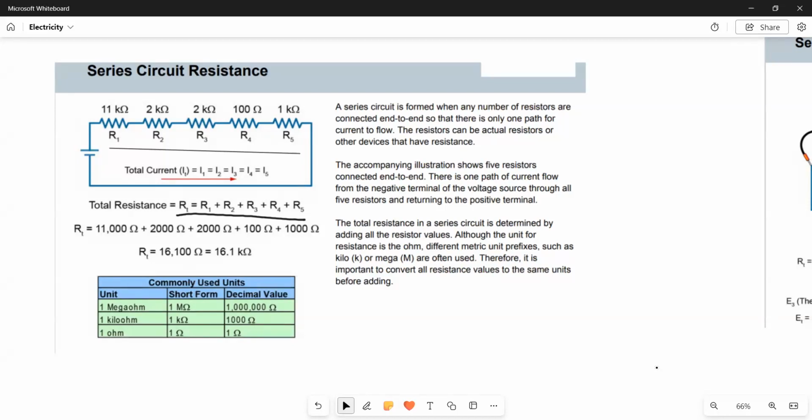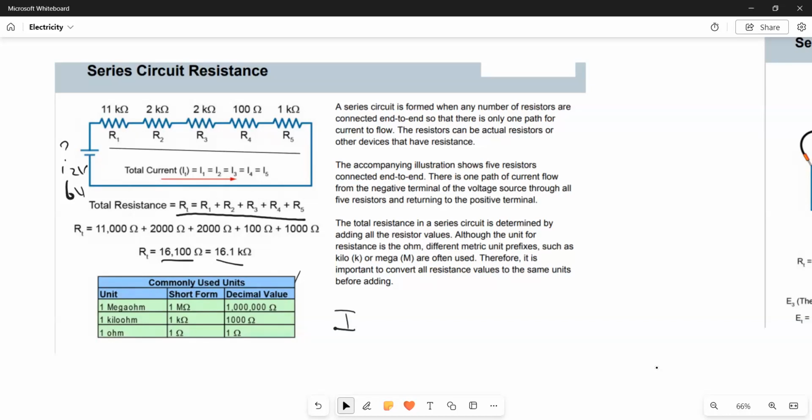And the current through all those resistors is the same. So if you want to find the current, you just divide the EMF of the battery, whatever it is, 12 volt, 6 volt, or whatever, by the total resistance, which I'm seeing is 16,100 ohms or 16.1 kilo ohms. You just divide by that, and you can find the value of I.